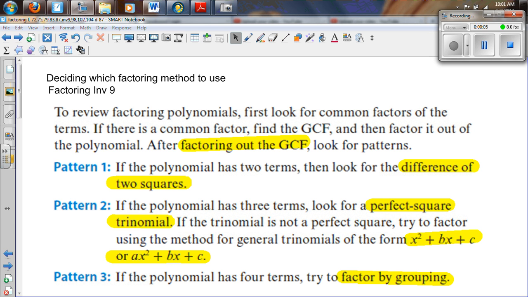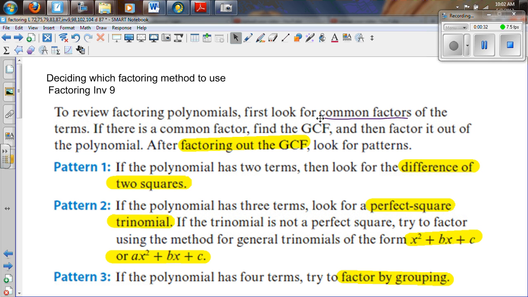Investigation 9, deciding which factoring method to use. We have learned 6 different factoring methods at this point, and we need to look at how you decide which one you use. So, to review factoring polynomials, the first thing you do is look for common factors. Common factors are what they all have in common, and you see if you can factor it out.